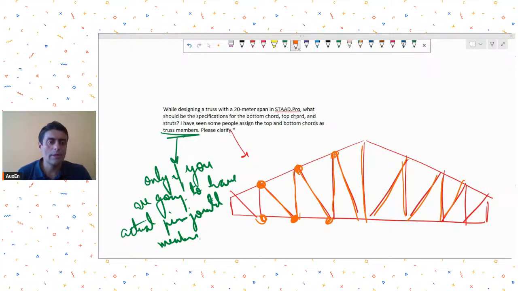So do not provide truss specification if you are not going to have perfectly pin jointed truss members on site. Is it clear? So the short answer is don't give pin jointed or truss specification to members. Let them be designed for the small moment that is going to come in the member. Okay, so this was his question.